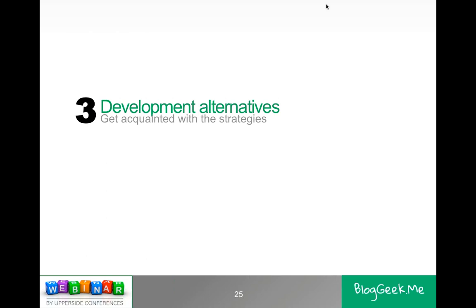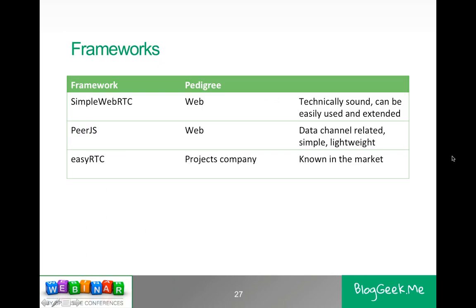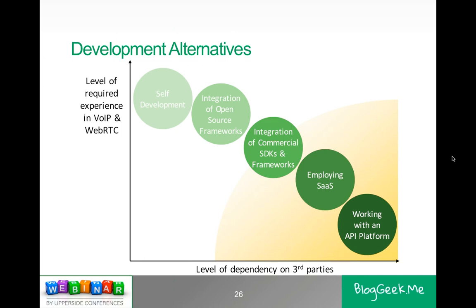And there are different strategies that you can go through, and they're not necessarily the same. The alternatives start from the level of dependency that you either want or are going to get from using third parties, and the level of required experience in VoIP and WebRTC that you will need. And that also translates to effort, resources, budget, timelines. Okay? So you can start by saying, I'm going to self-develop everything, or you can decide to integrate open source frameworks instead of doing self-development for everything, okay?